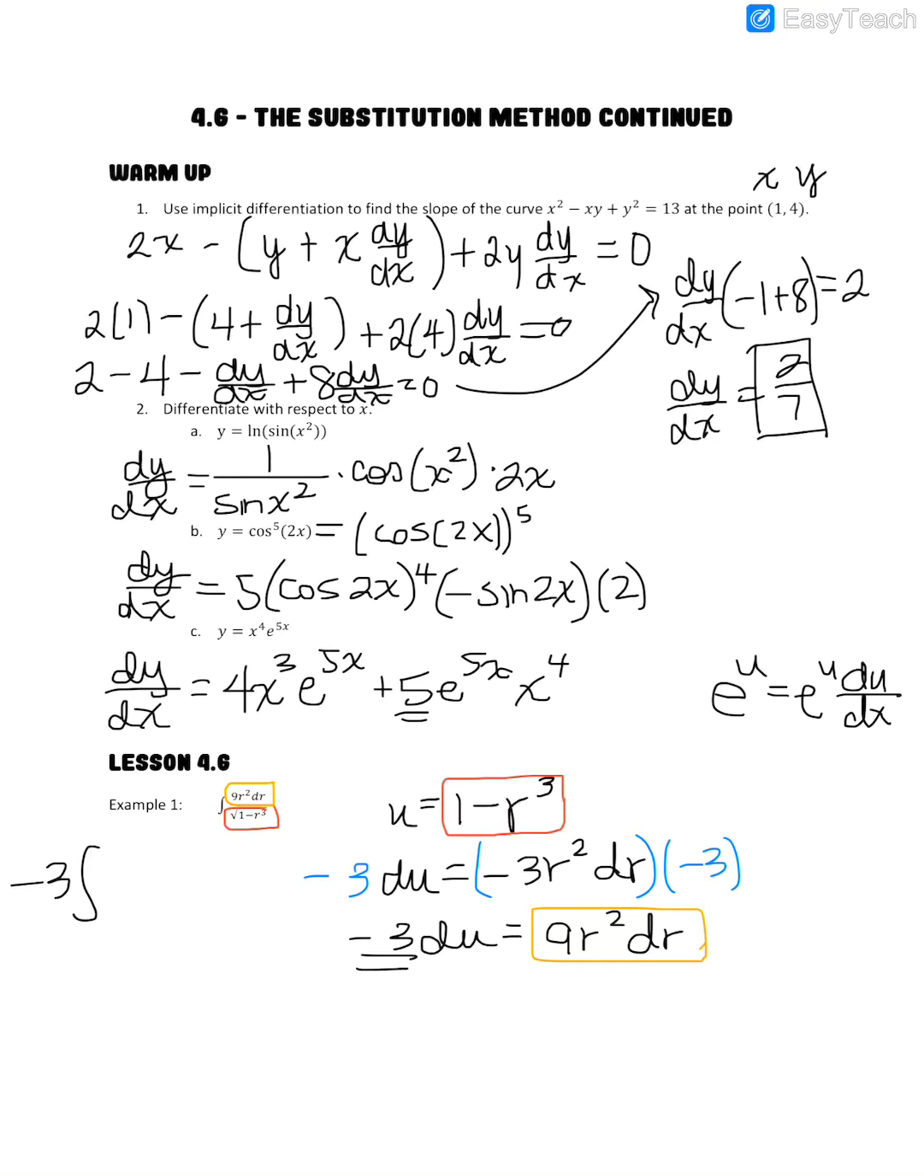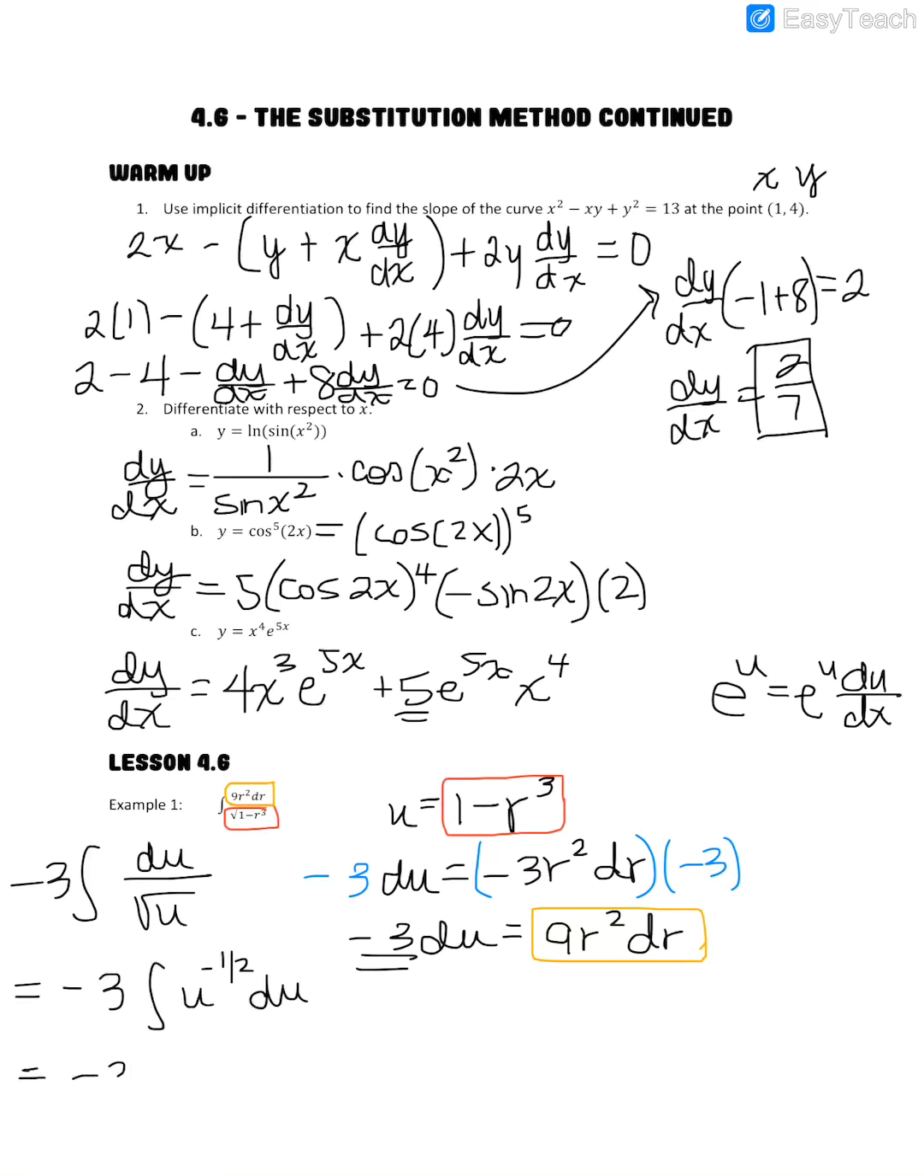All right, so it looks like the top of this is just du. The bottom of it is the square root of u. All right, I'm going to rewrite this. This is u to the negative 1/2 du. All right, super simple regular integral.